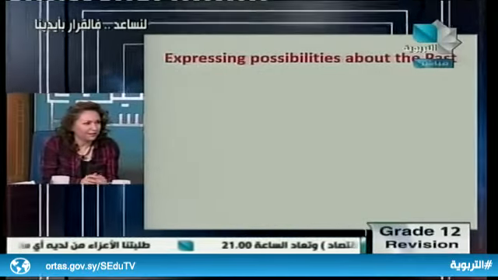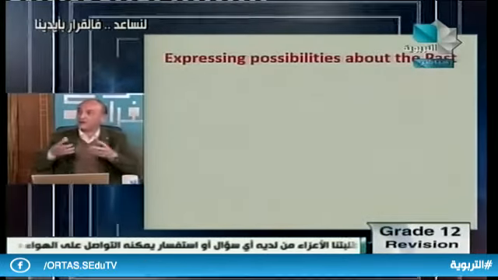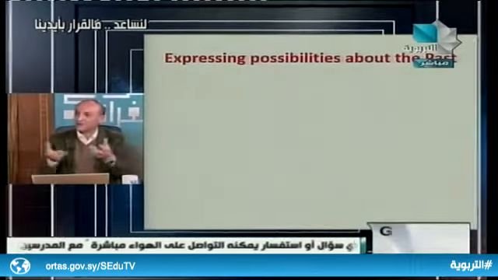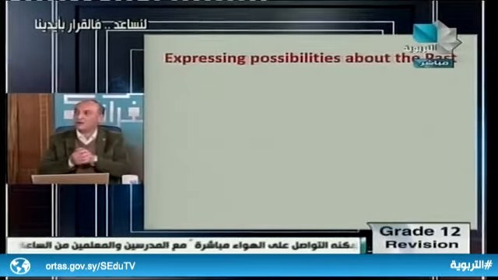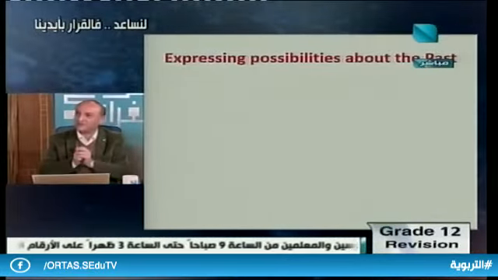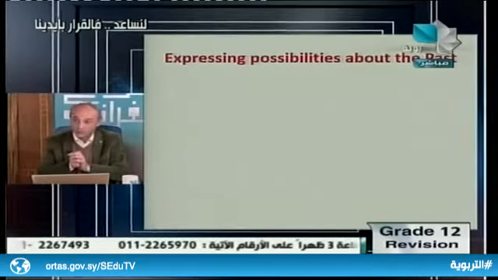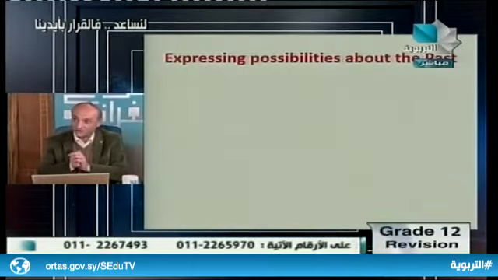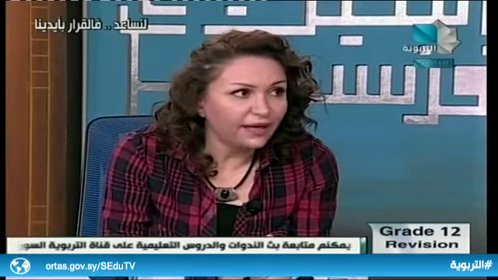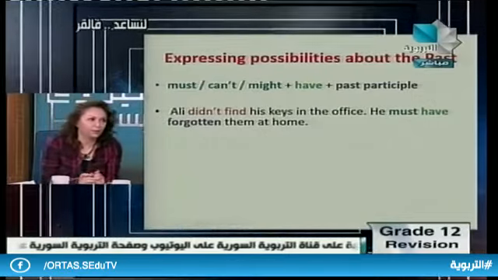What about the past now? Maybe we can use them again. The structure of how to express possibility in the past again is not very clear to some students, dear Susan. So would you please give us an idea about this, please? Yes, we can use must, can't, might, plus have and past participle to express possibilities about the past.